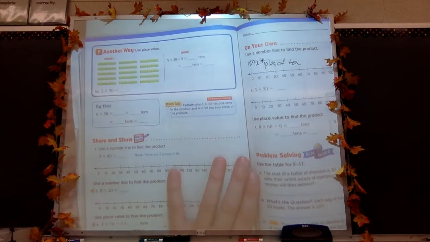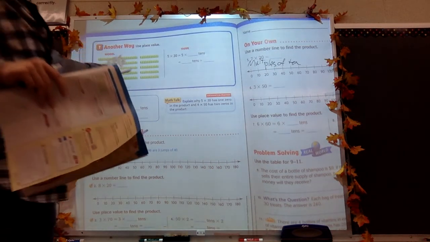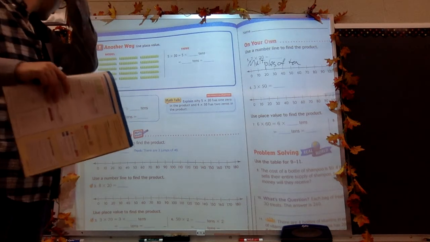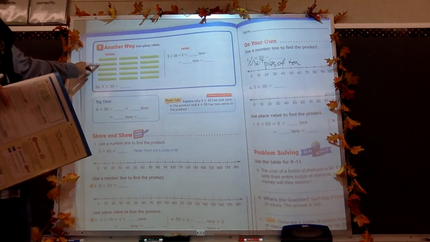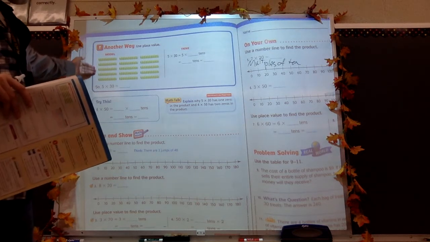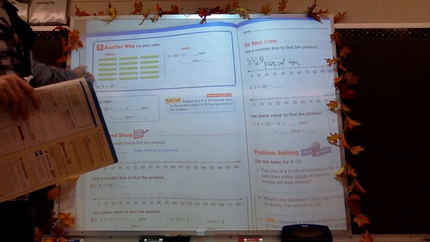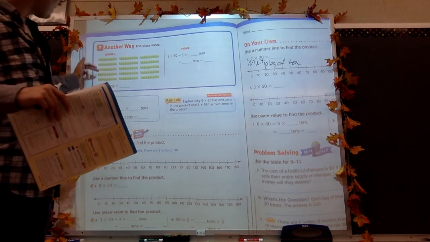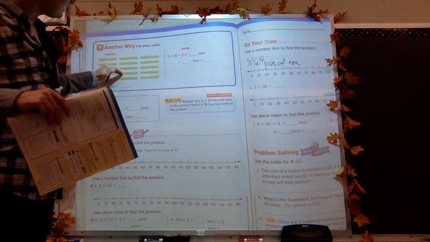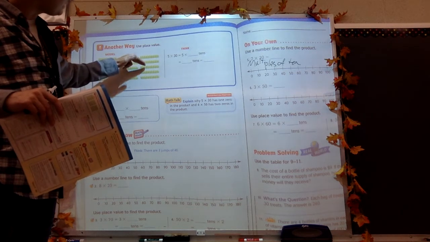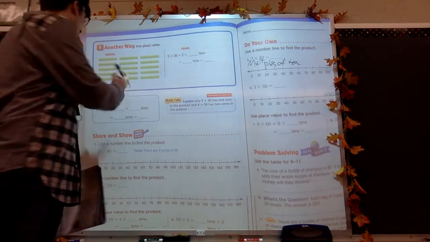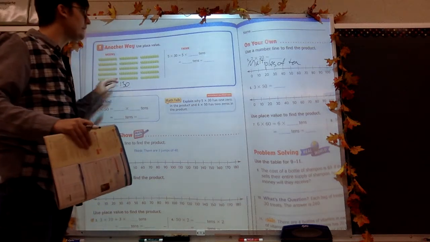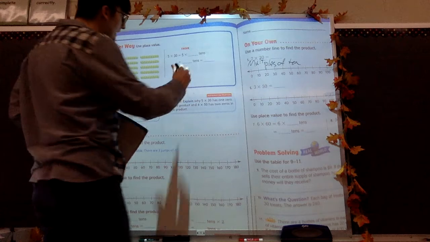At the very top here, another way that we can think of this model is by showing all these blocks that have 10 blocks in each row. So you have 10, 20, 30, 40, 50. We have 5 in one row, 3 across. So 10, 20, 30, 40, 50, 60, 70, 80, 90, 100, 110, 120, 130, 140, and 150. That checks out. We can look at this 5 times 30 as 5 times 3 tens.